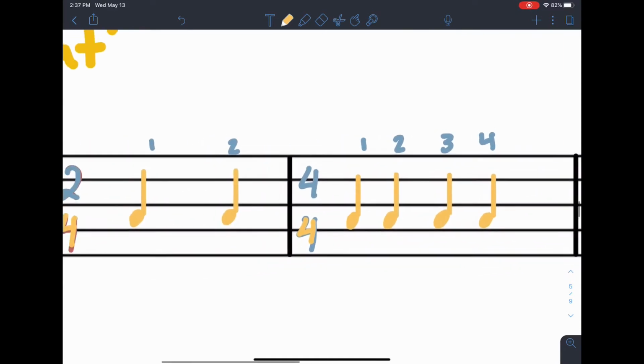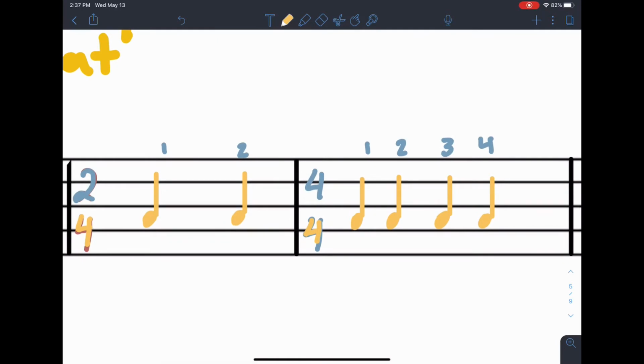So let's compare these last 2 bars. In 2-4, we saw that we had 2 beats in a bar. In 4-4, we have 4 beats in a bar. However, in both of these cases, the time signature dictates that a quarter note is worth 1 beat. Therefore, in 2-4, we can only have 2 quarter notes per bar because there are 2 beats in a bar. But in 4-4, we can have up to 4 quarter notes in a bar because each bar contains 4 beats. Isn't that cool?